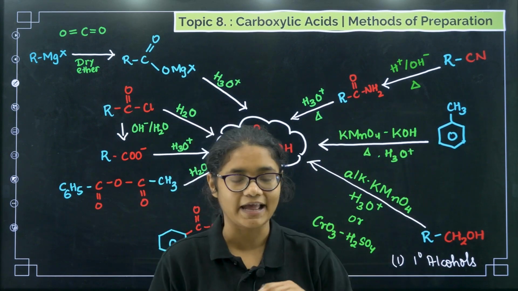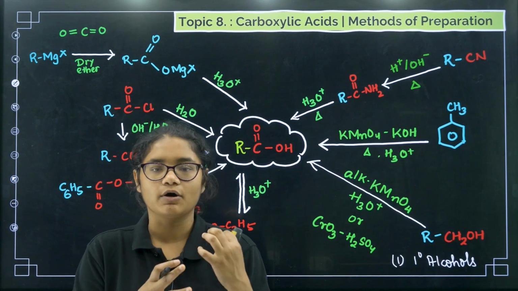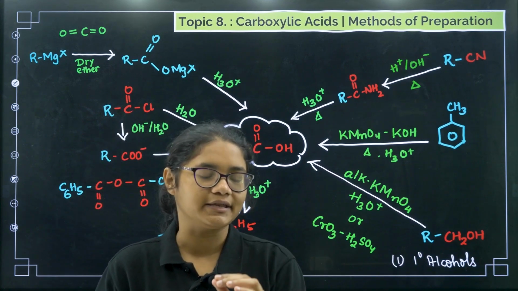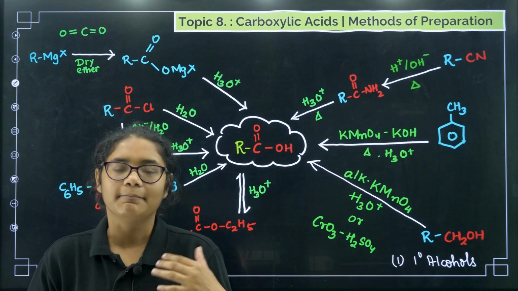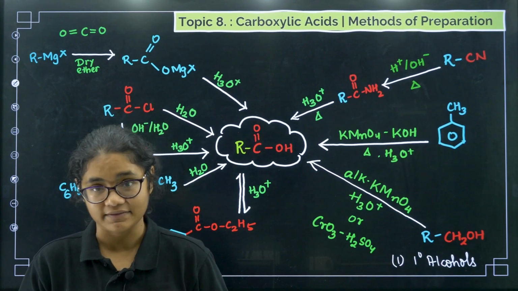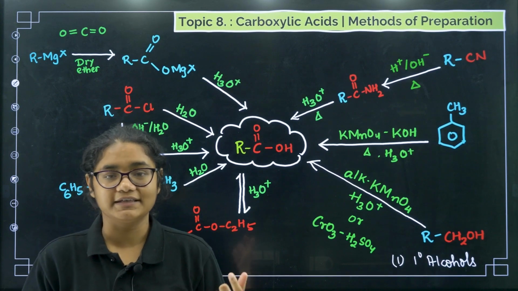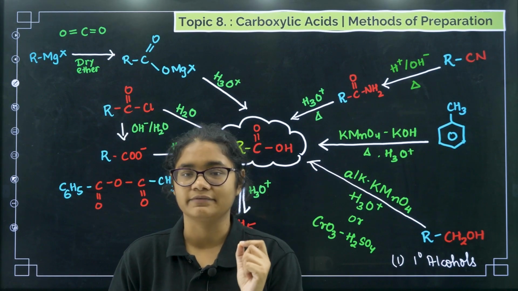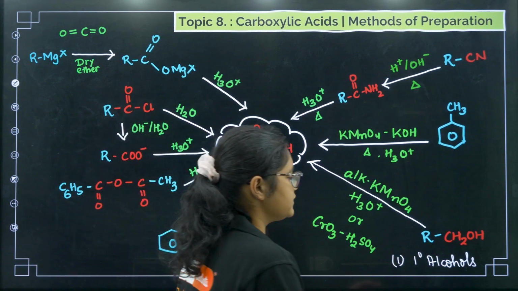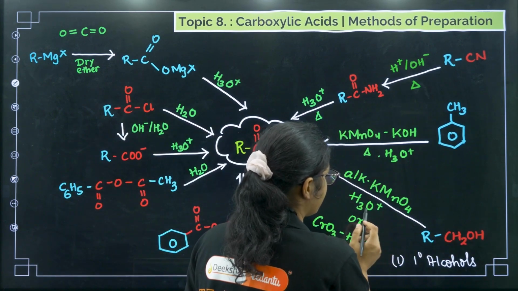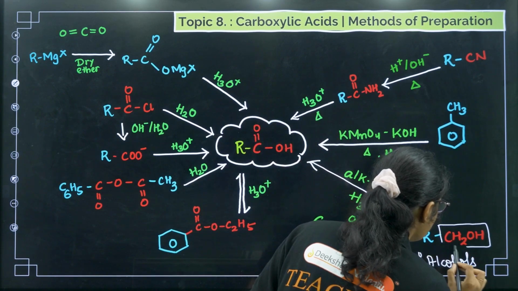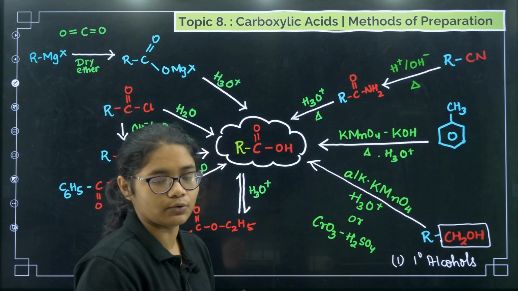We have discussed in the alcohols chapter that alcohols on mild oxidation will give you aldehydes, but on strong oxidation can give you carboxylic acids, right? For mild oxidation you can use reagents like PCC, CrO3, copper at 573 Kelvin, but strong oxidizing agents like KMnO4, K2Cr2O7 can convert primary alcohols to carboxylic acid, right? So if you see, this is a primary alcohol with alkaline KMnO4 and H3O+, we will get this part. This part gets converted to RCOOH.